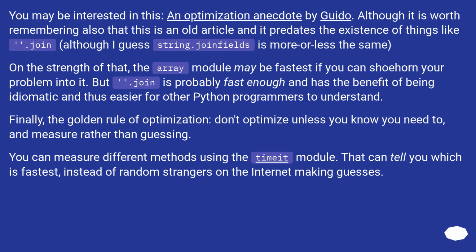But .join is probably fast enough and has the benefit of being idiomatic and thus easier for other Python programmers to understand. Finally, the golden rule of optimization: don't optimize unless you know you need to, and measure rather than guessing. You can measure different methods using the timeit module. That can tell you which is fastest, instead of random strangers on the internet making guesses.